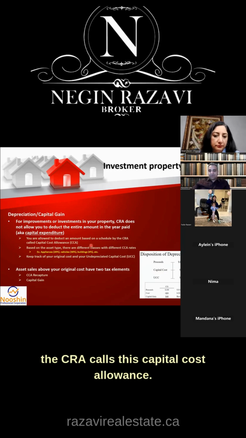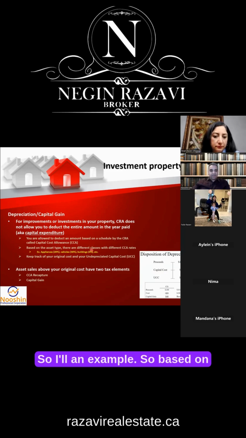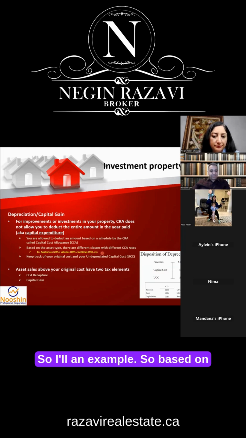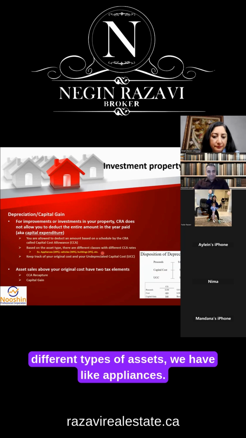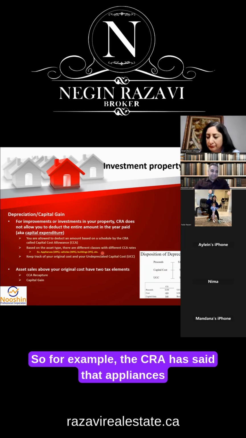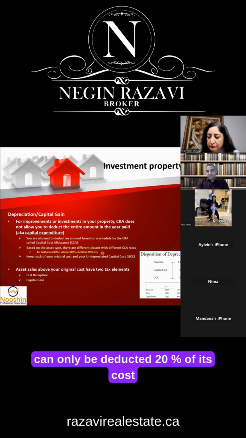and the CRA calls this capital cost allowance. So I'll give you an example. Based on different types of assets, we have, like, appliances. For example, the CRA has said that appliances can only be deducted 20% of its cost every year.